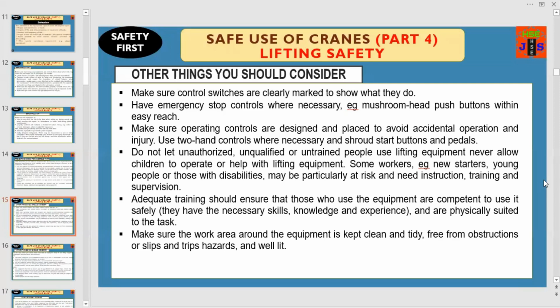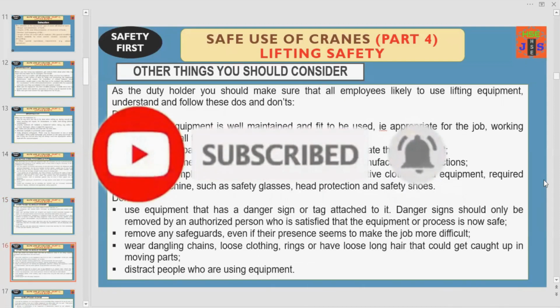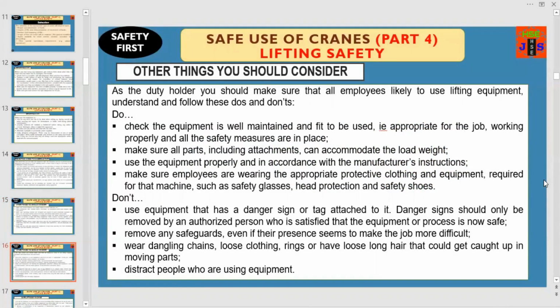Make sure the work area around the equipment is kept clean and tidy, free from obstructions or slips and trips hazards, and well lit. As the duty holder, you should make sure that all employees likely to use lifting equipment do so in a safe way, and they must check the equipment is well maintained and fit to be used. For example, appropriate for the job, working properly, and all the safety measures are in place. Make sure all parts, including attachments, can accommodate the load weight.